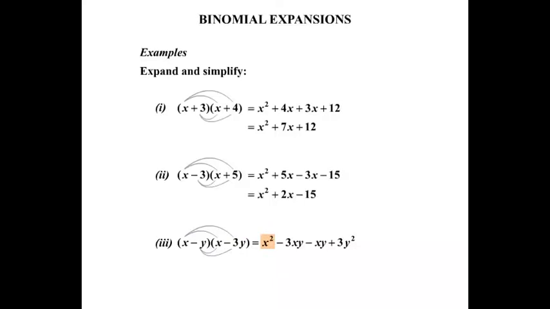Now let's have a look, collecting like terms. We have x squared there. There are no other x squareds. Let's write that down then. We have minus 3xy minus another xy. All right, that xy, if you like, has a little 1 in front, so minus 3xy minus 1xy would be minus 4xy. And then we have a plus 3y squared on the end.